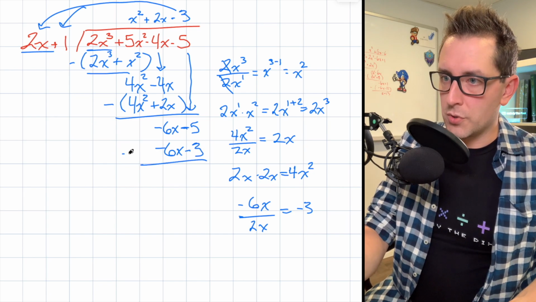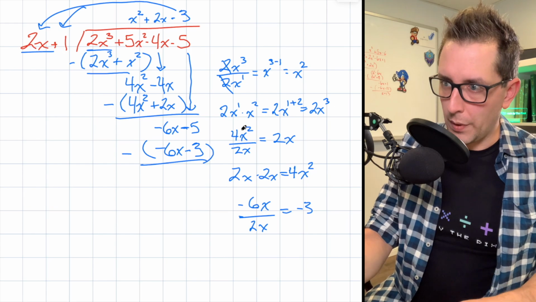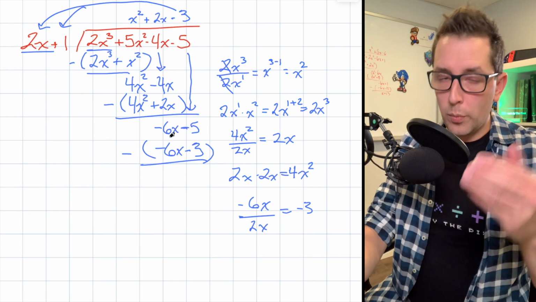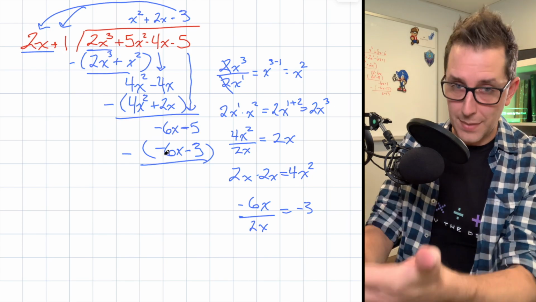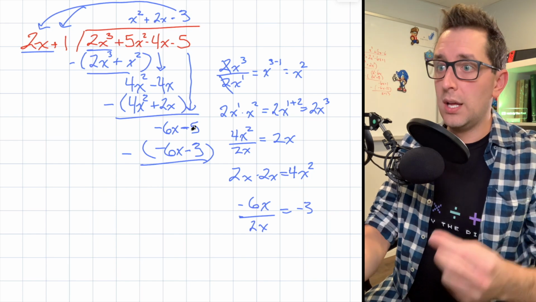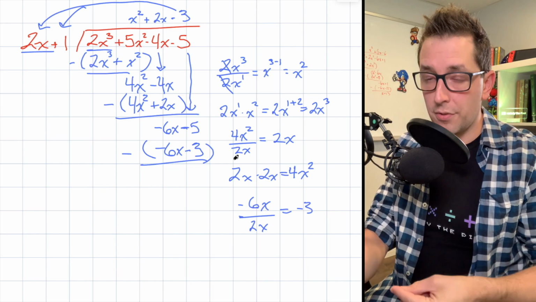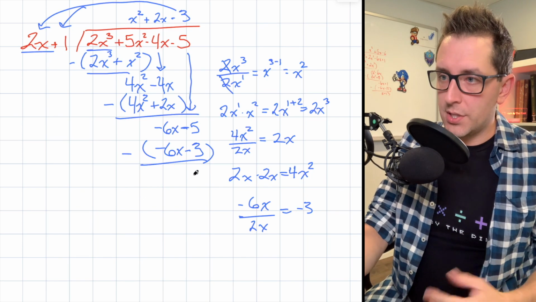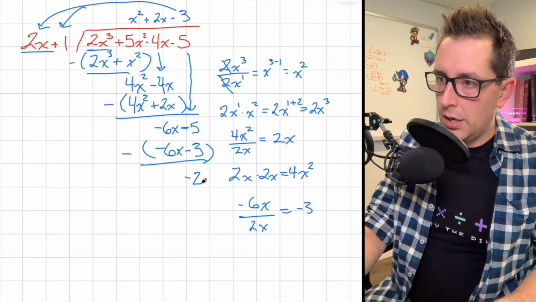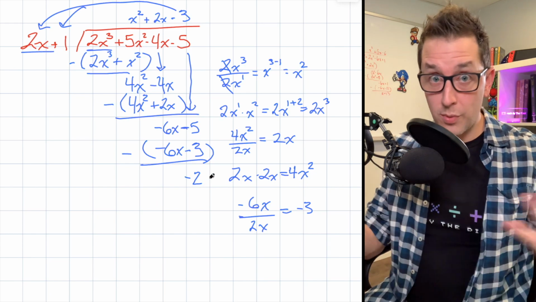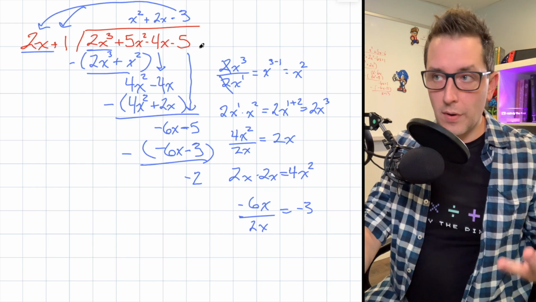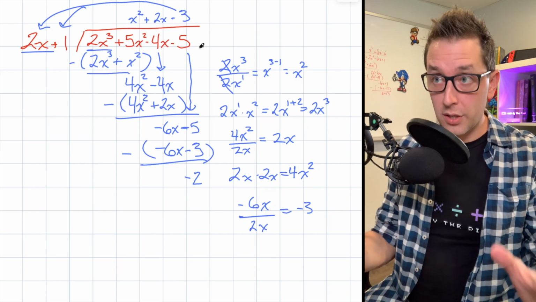And of course, we're going to subtract straight down. We're going to slap some brackets there to keep things organized. And when we subtract, negative 6x minus negative 6x is going to be 0. Negative 5 minus negative 3. Be careful with your signs here. This is going to be negative 2. Okay. Now, taking a look at our problem, you can see we've run out of terms in our dividend, right? So we're finished here. Our polynomial long division is complete.